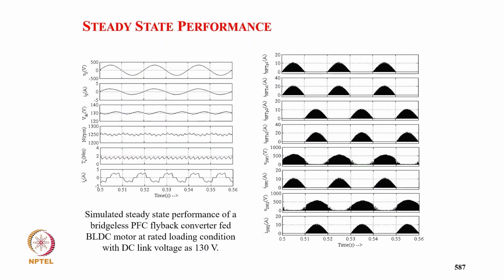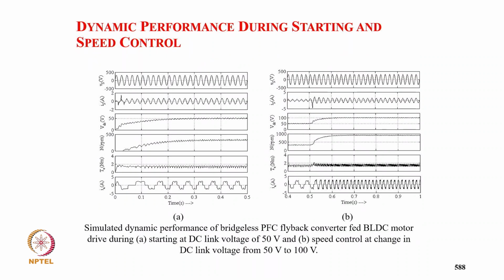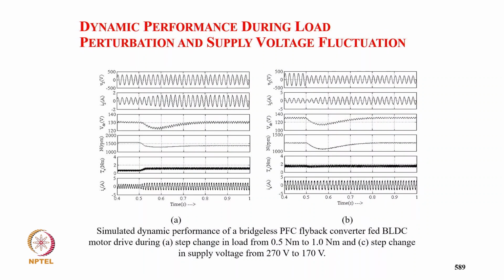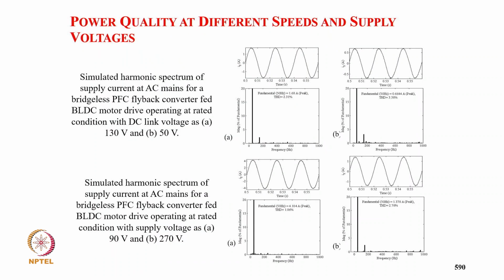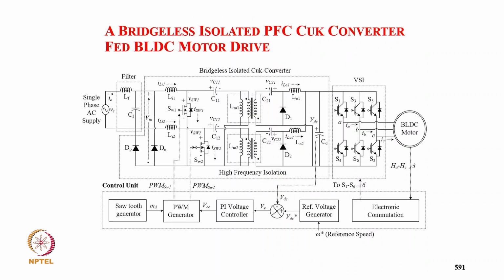This is a simulated result with the supply voltage, supply current in phase with supply voltage, DC link voltage, then your speed, torque, and winding current, then your input primary current, then the secondary current, and then switch voltage and switch current. So these are the starting performance at 50 volt DC link, and then your speed control with the DC link. Supply current remains in phase even during dynamics, as well as sinusoidal. Then the load change from 0.5 Newton meter to 1 Newton meter, and 270 to 170 volt, and supply current remains sinusoidal and in phase with supply voltage. And total harmonic distortion remains always less than 5% in all the cases.